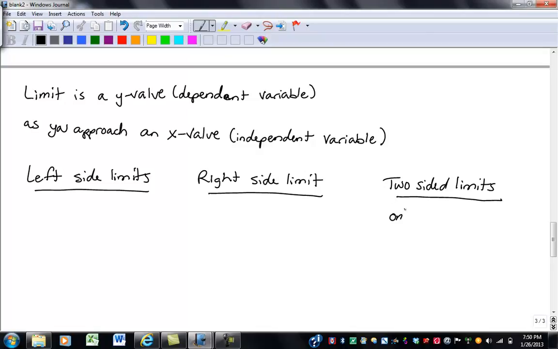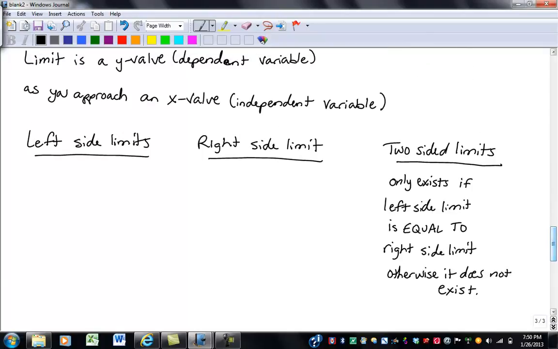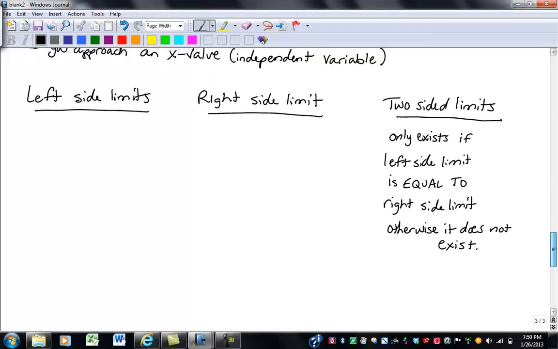So the way to remember this is the two-sided limit only exists if the left side limit is equal to the right side limit. Otherwise, it does not exist. So that's a good way to think about it. We look at the two one-sided limits, left and right, and if they're equal, the two-sided limit is that. If they're not equal, they don't.